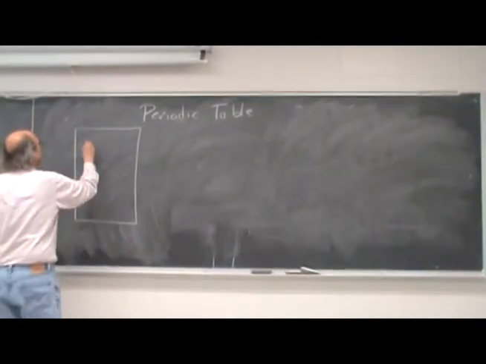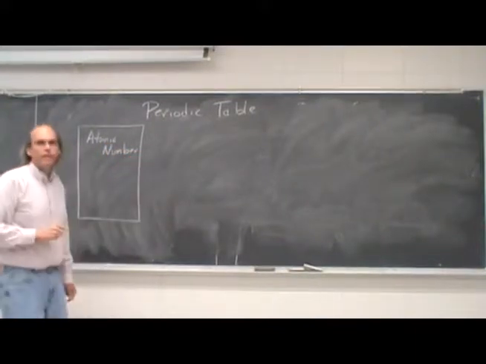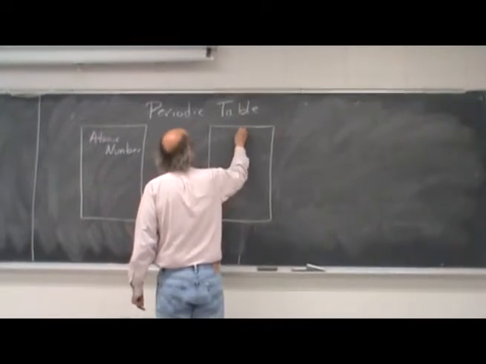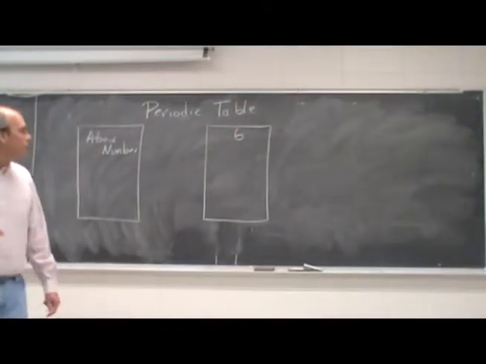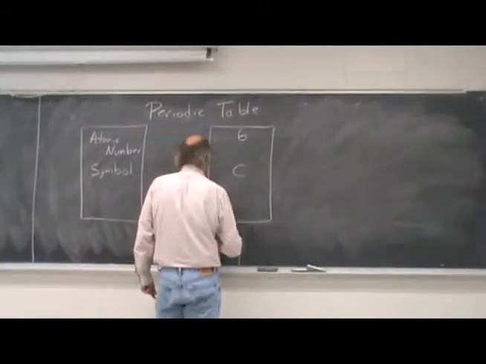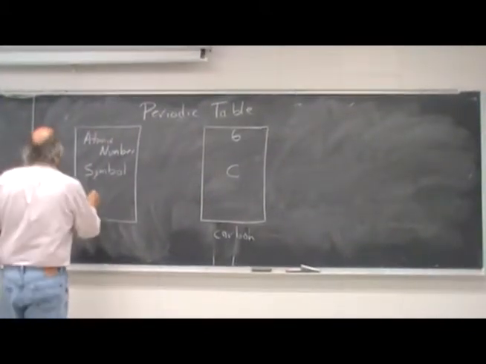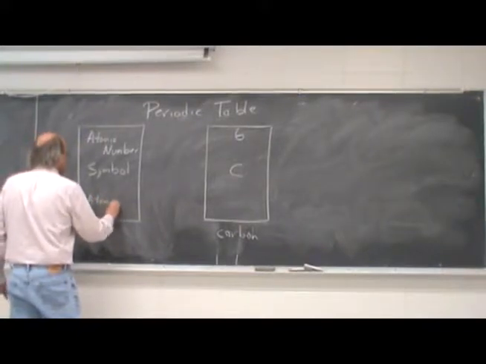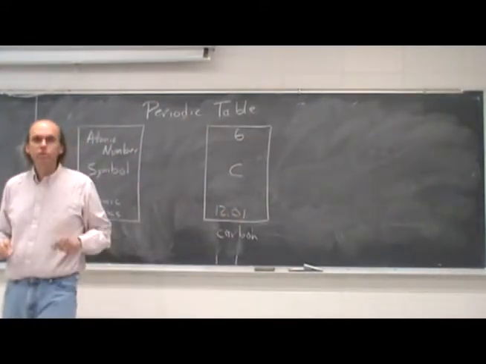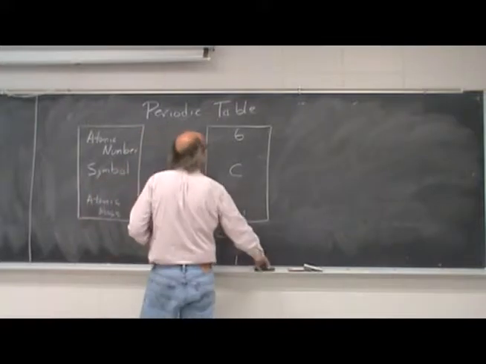There's some number at the top, an integer. And that thing is called the atomic number. So we're interested in carbon. So the atomic number of carbon is 6. There's a symbol for the element inside, in the middle. This is carbon. The symbol for carbon is C. And there's a decimal number at the bottom, that's the atomic mass. The atomic mass of carbon is 12.01. And those two numbers will allow us to figure out how many protons are in 2 ounces of carbon.